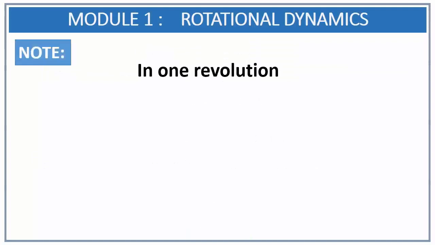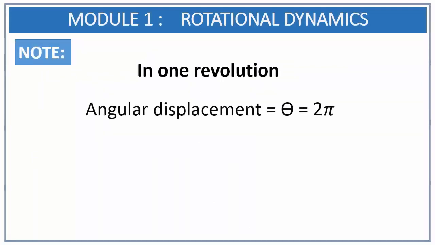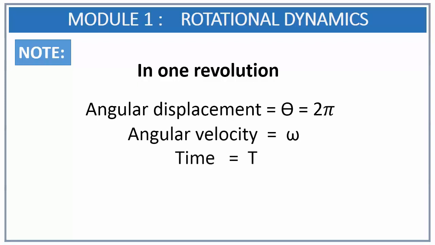In one revolution, we all know that the angular displacement theta is going to be 2 pi. Let us say the angular velocity is omega and the time for one revolution is capital T, that is time period. The displacement is velocity into time. You can say angular displacement is angular velocity into time. If we substitute the values in the equation, we get omega as 2 pi by T or 2 pi n. These relations we'll be using for solving numericals.